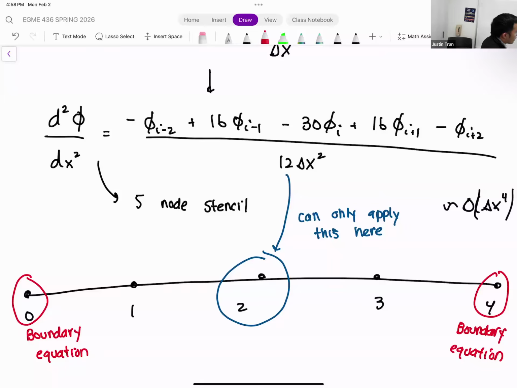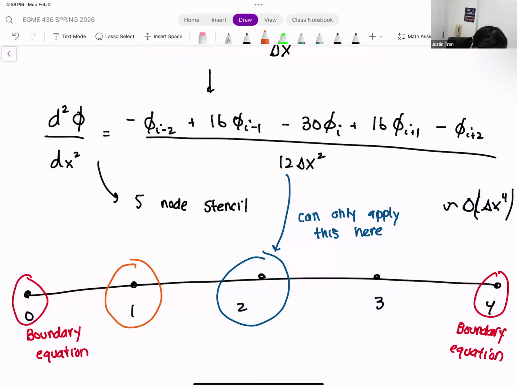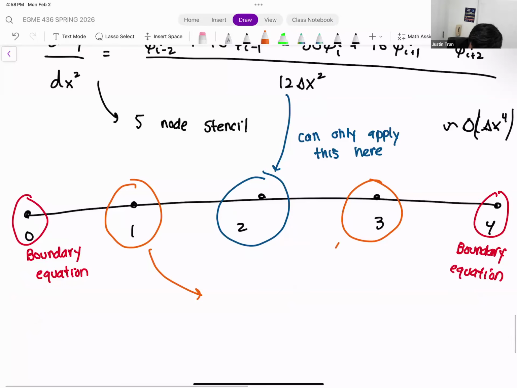But what about nodes 1 and 3? So 1 and 3 are technically still interior nodes, and they're not on a boundary, so we can't apply boundary conditions there. But they don't have enough neighbors to actually apply our fourth order scheme. So these are interior nodes.